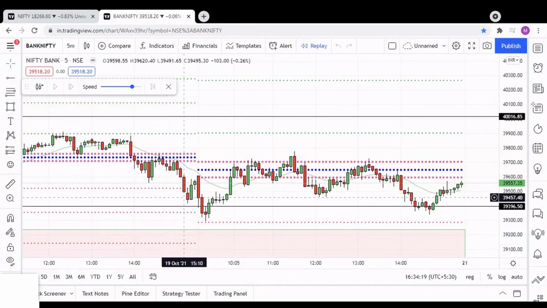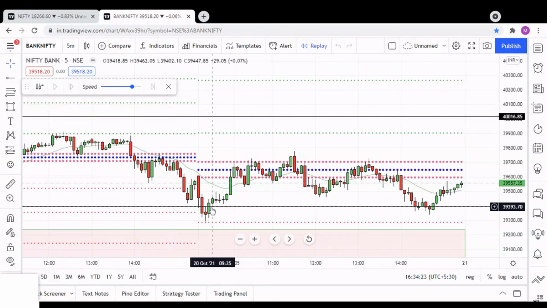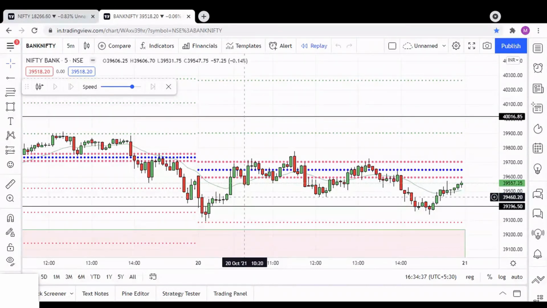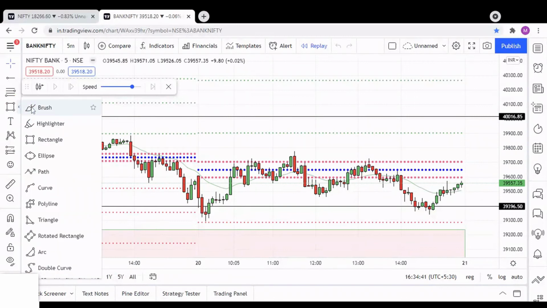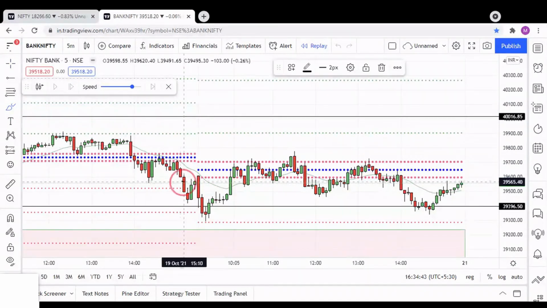You may think to enter the short trade at the close of this red candle, but look, there is a support PDL very close to the close of this red candle, so you cannot go for a short entry here. Market may bounce from this PDL, so as per the strategy, this is not a good entry, so you should not go for a short entry at this point. So there is no trade at the close of this first candle.